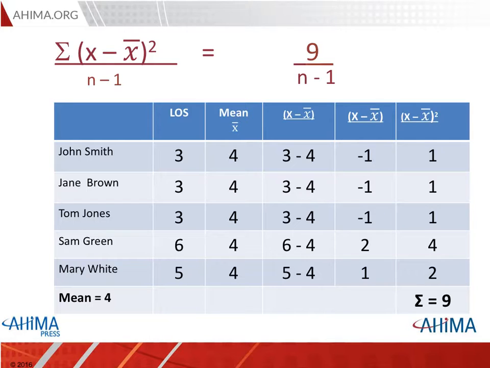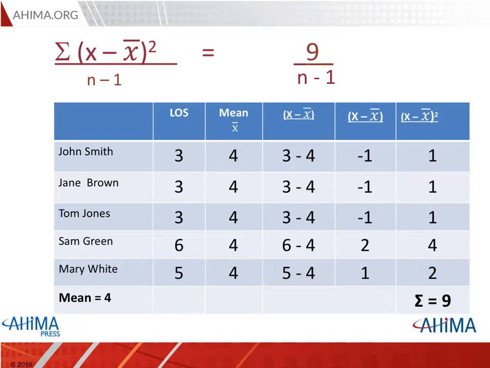We do this for every patient. This will show us how far away each patient's length of stay is from the mean. For example, John Smith's length of stay is 1 day less than the mean or the average. We take each of those numbers and square it. We multiply it times itself. For John Smith, it would be -1 times -1, which equals 1.